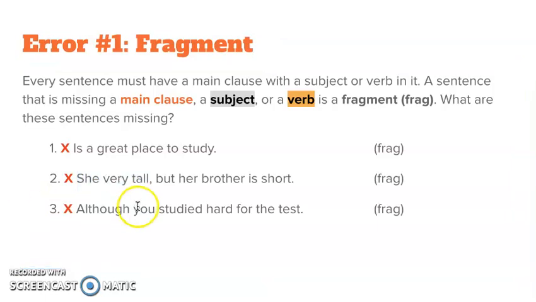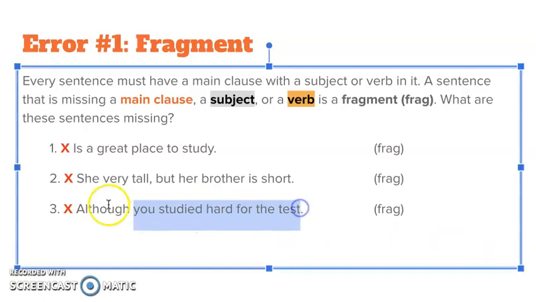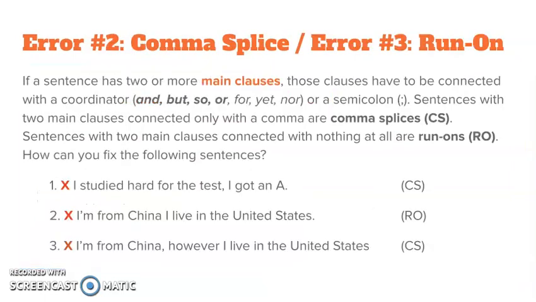Number three, although you studied hard for the test. So here you do have a clause, you studied hard for the test, but it's part of what although is doing. It's dependent on although. We don't have a main clause here. So you'd have to add a main clause. For example, although you studied hard for the test, you didn't pass. And you didn't pass would be independent, would be main. So that'd be a way to solve that problem.